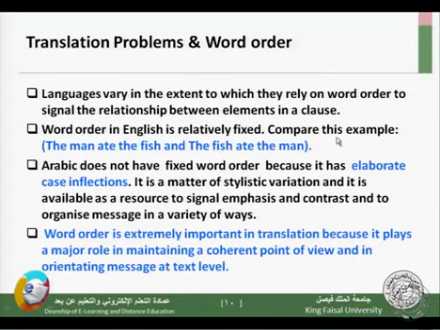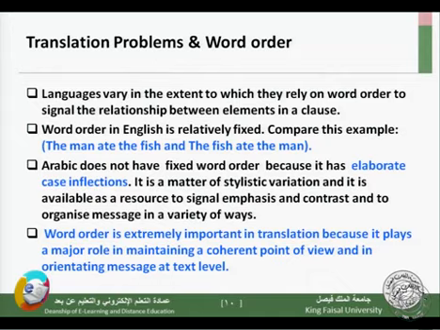Compare this example, for instance. The man ate the fish. The man, subject, ate, verb, fish, object. Now the fish ate the man. You know how important word order is? The fish ate the man. If you put the fish here and you take the man and put it at the end, the word order is fixed in English, and it changes the meaning of the sentence or the clause. Now Arabic doesn't have fixed word order.